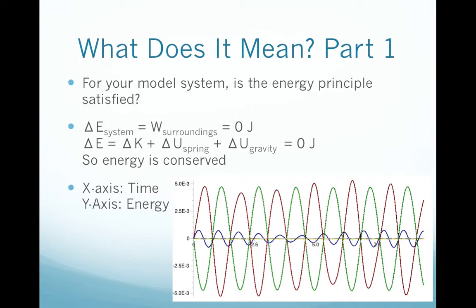Now let's answer this what does it mean question. The energy principle is satisfied because, as stated in this equation, the change in energy for the system is equal to 0, so energy is conserved, and according to this graph that I just showed, the yellow line, which is the total energy, is 0.